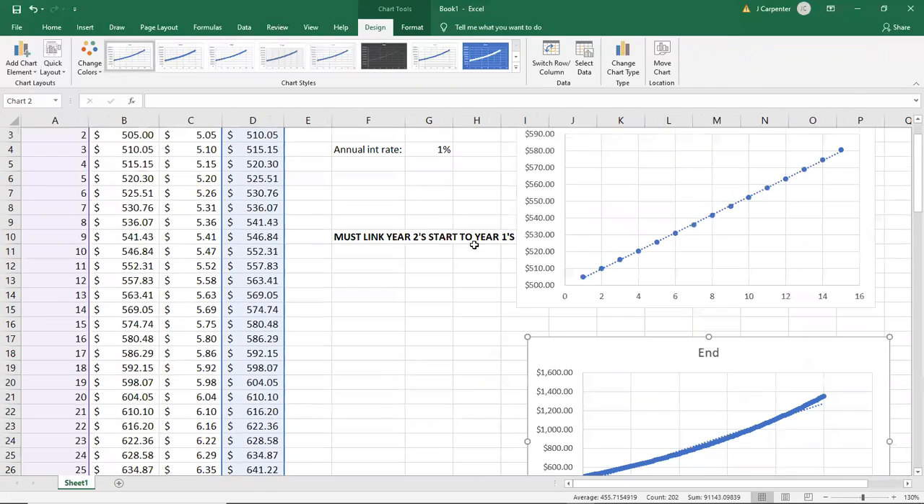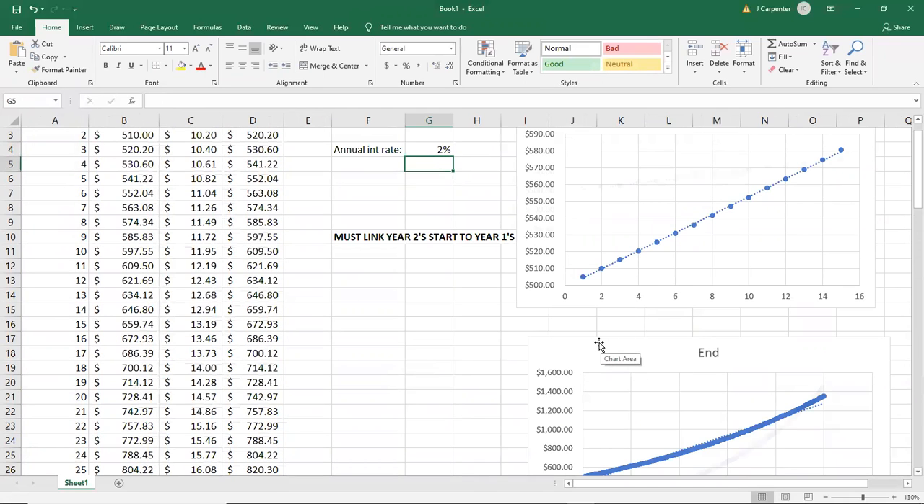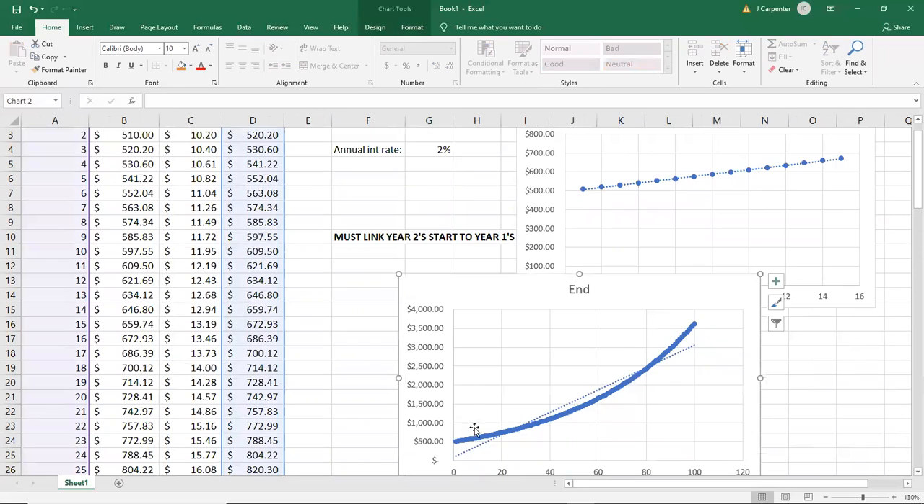Zoom back in. If I make that interest rate 2%, all the numbers in here are going to change. The graph is going to change. Look at that. Now it's bending a little more. A higher interest rate gives us more of that bend. It's almost starting to explode. I feel like we're hitting the explosion point at 100 years now. The line is less accurate as a predictor.